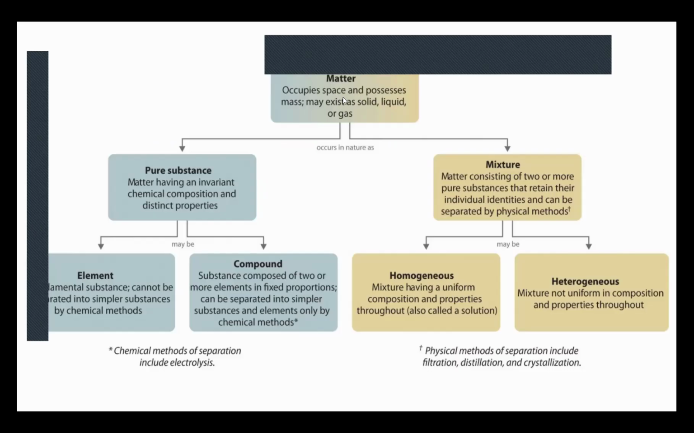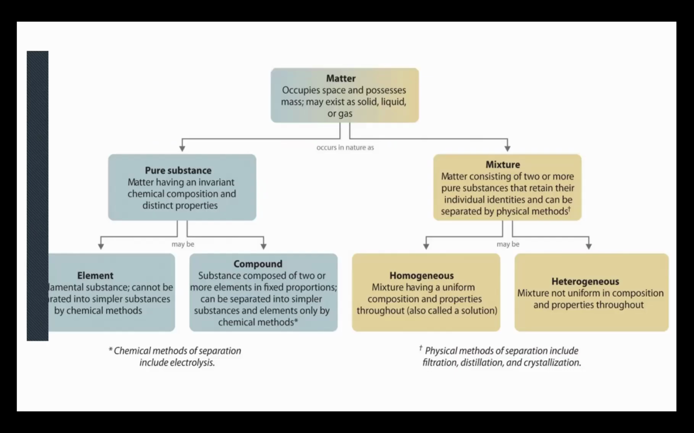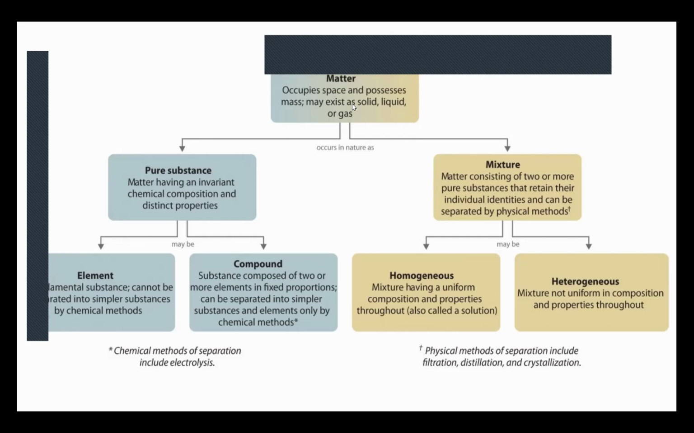We know that everything that takes up space and has mass is matter. Radio waves, light, etc., aren't considered matter because they don't have mass. We can break matter down into a pure substance, like a compound or element, or a mixture. Mixtures have two or more pure substances that retain their individual identities. If it's a pure substance, we determine if it's an element, like on the periodic table, or a compound, which is two or more elements combined together.